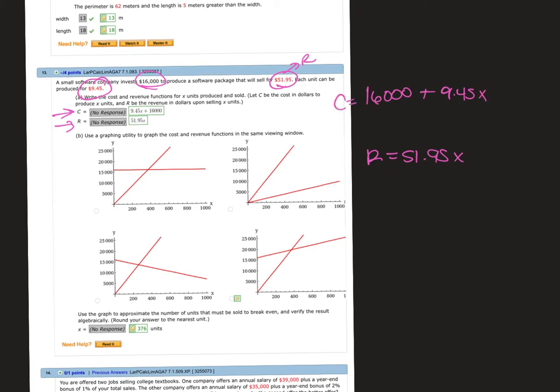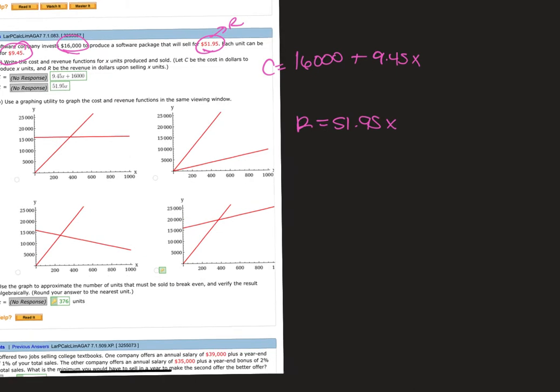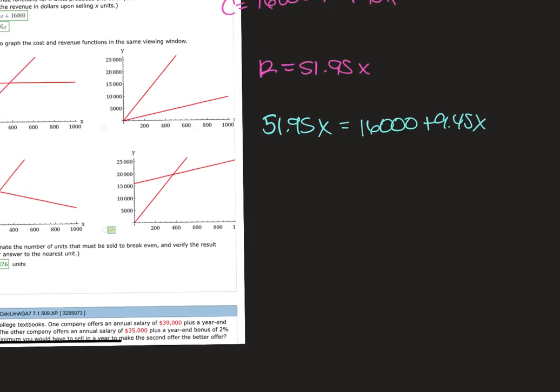So this is my cost function, that's my revenue function, and the break even happens when they are equal to each other. So I would set this equal. Wait, the top one is the cost function? Yep. Here, let me write it on the second line. So 51.95x equals 16,000 plus 9.45x. And then I would subtract.